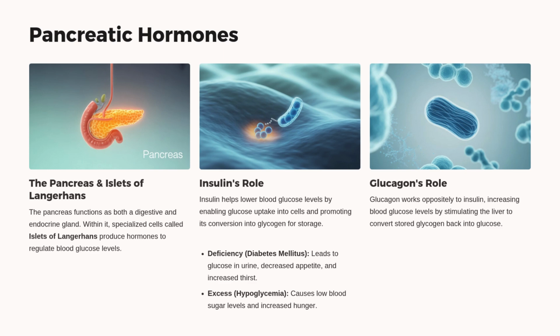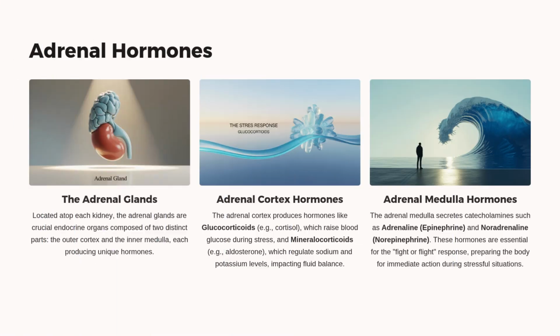Glucagon's role. Glucagon works oppositely to insulin, increasing blood glucose levels by stimulating the liver to convert stored glycogen back into glucose. Adrenal hormones. The adrenal glands. Located atop each kidney, the adrenal glands are crucial endocrine organs, composed of two distinct parts: the outer cortex and the inner medulla, each producing unique hormones.